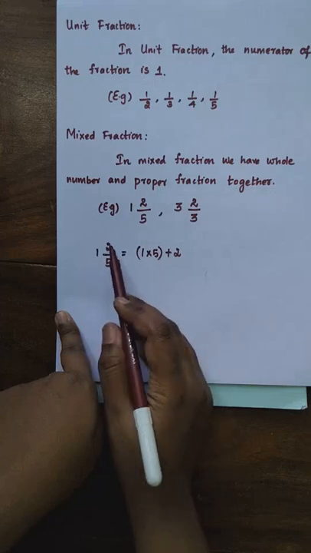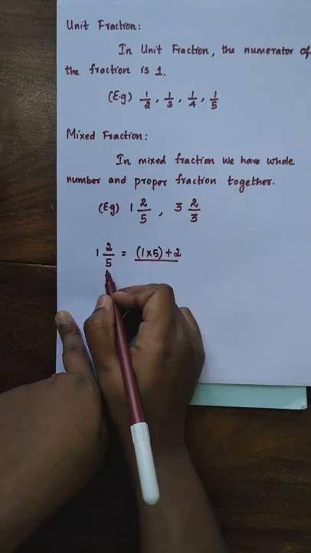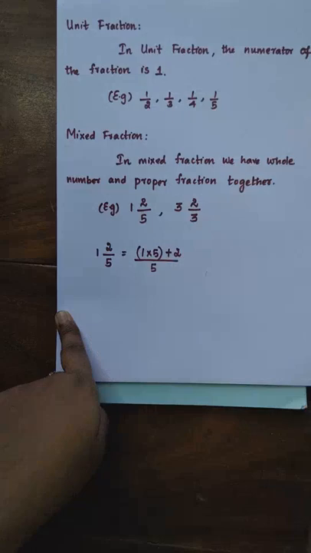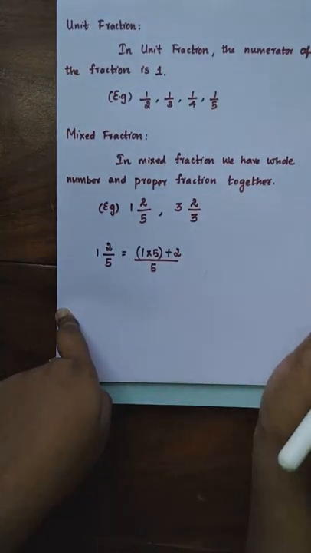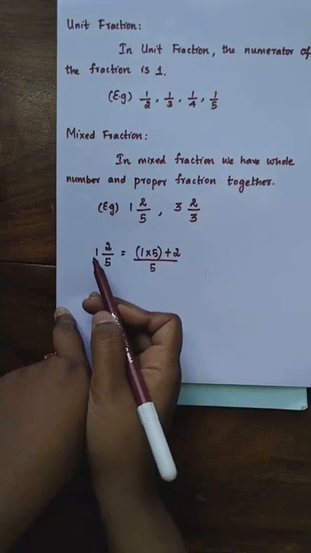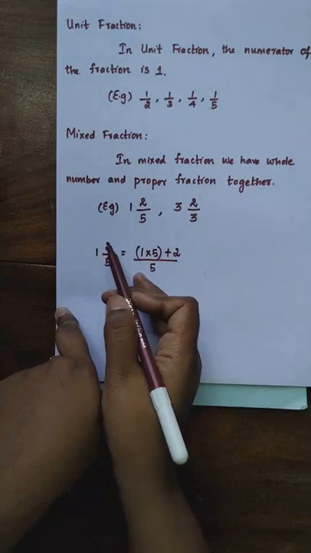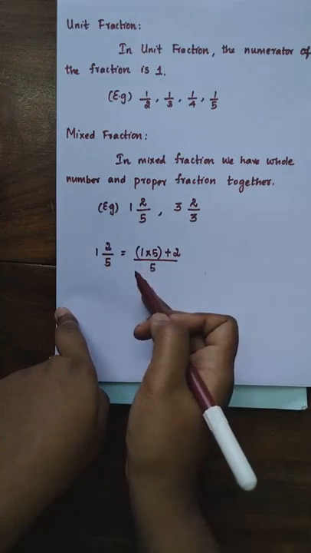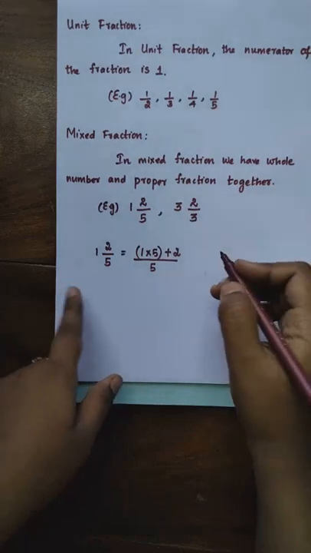Then add this number, plus 2, then divided by the denominator. Which number is in the denominator? The denominator number is 5, so put the 5 here. Understand? For converting a mixed fraction into an improper fraction, first multiply 1 and 5, 1 into 5 plus 2, divided by the denominator number, that is 5. Understand? Okay, what is the answer?